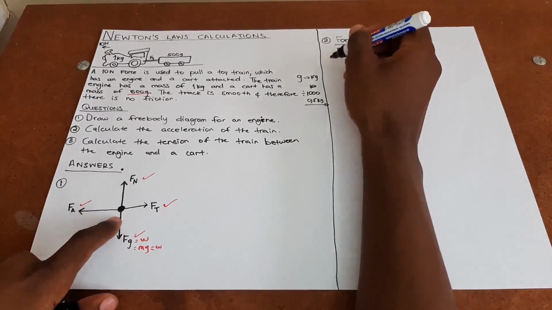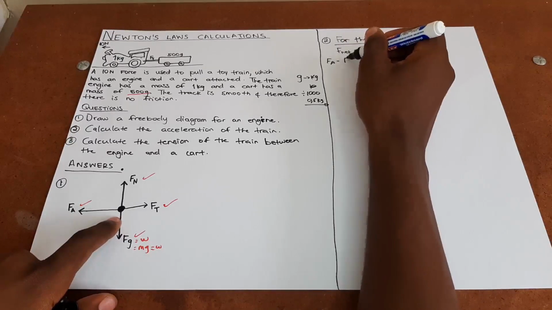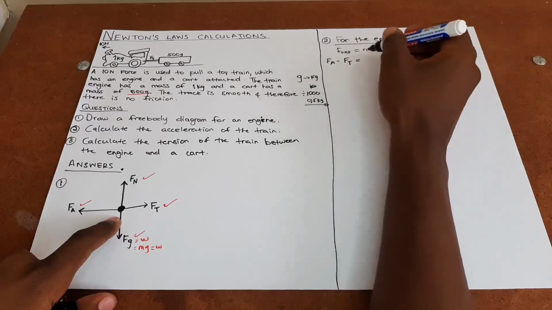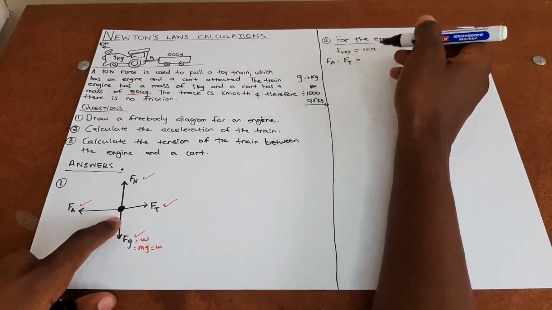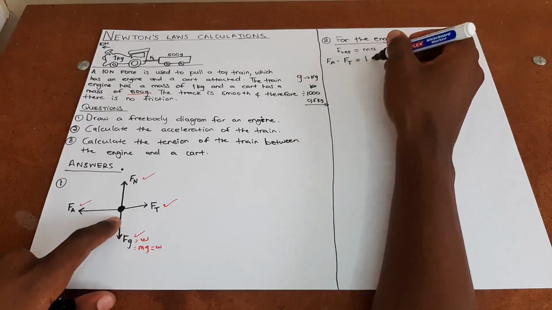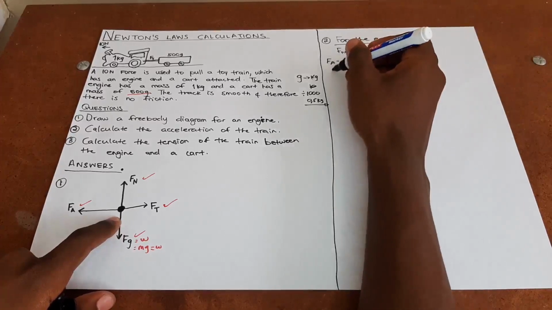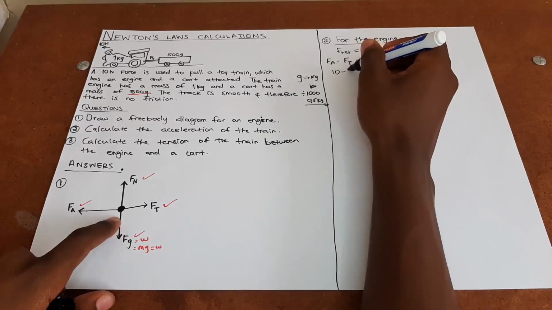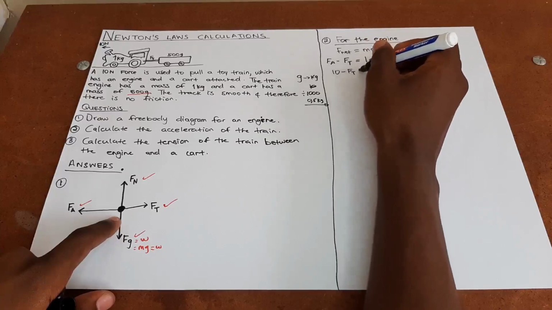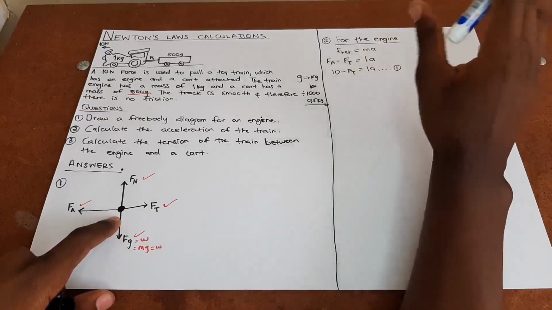Okay, so you have the applied force that is being opposed by the tension force. This is equal to ma. What's the mass there? The mass is 1 kg. It's 1 multiplied by acceleration. So we have 10 minus Ft is equal to 1a. This becomes our very first equation.